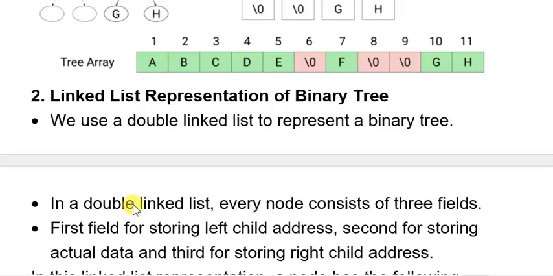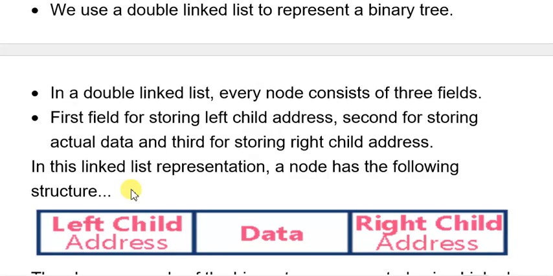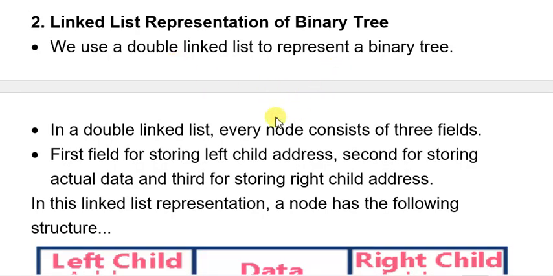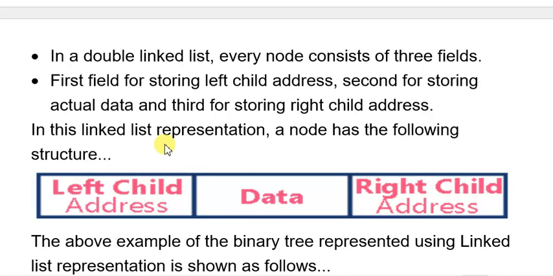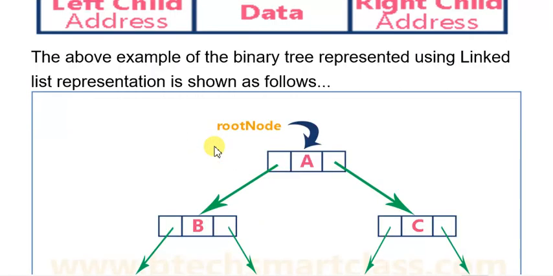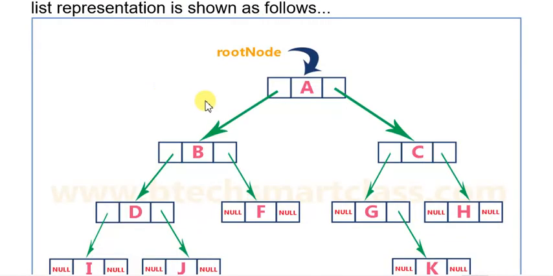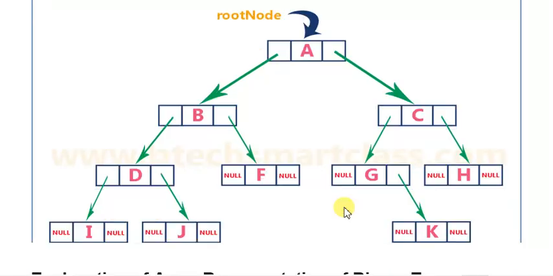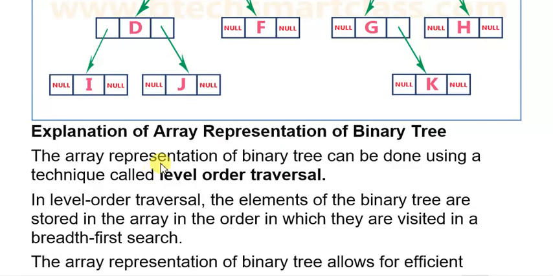Next, linked list representation of the binary tree. We use a doubly linked list to represent the binary tree. In the doubly linked list, every node consists of three fields. The first field stores the left child address, the second stores the actual data, and the third stores the right child address. In the linked list representation, the node has the following structure. The above example is represented using the linked list as shown below: root node, B, C, D, F, null, G.